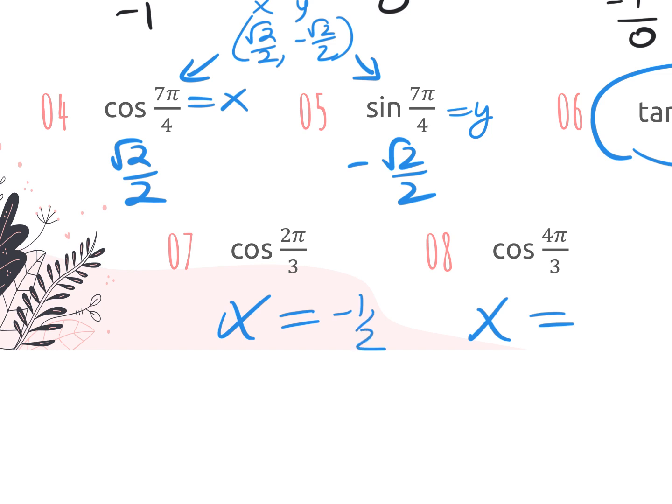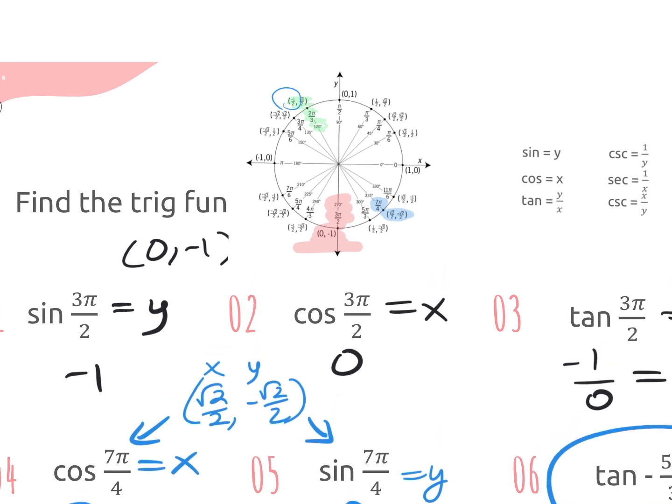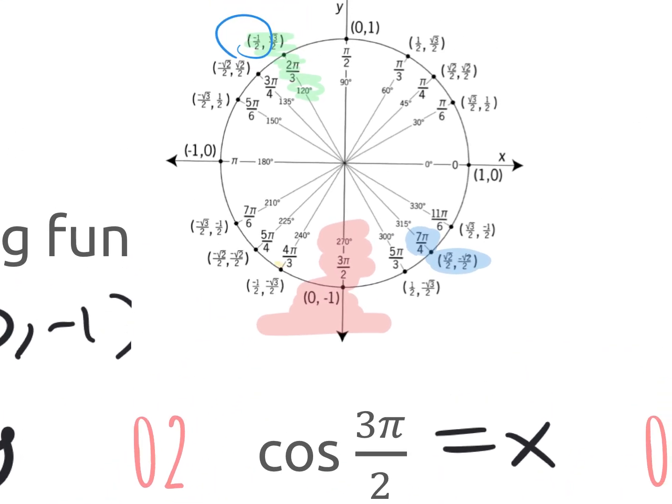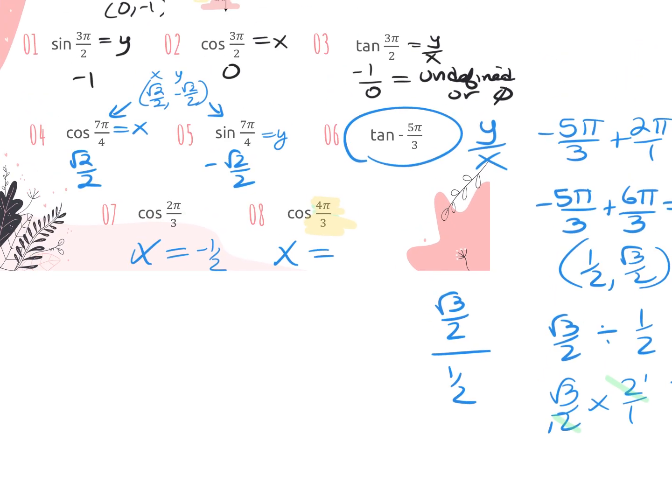Then I'll do the same thing for cosine of 4 pi over 3. So I need to locate 4 pi over 3 on my unit circle. 4 pi over 3 is located right here. And again, I'm doing cosine, so all I do is grab the x, and it's negative 1/2. Yep, you've got to memorize it.